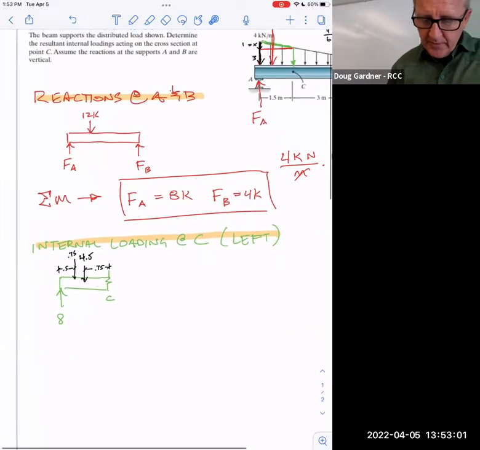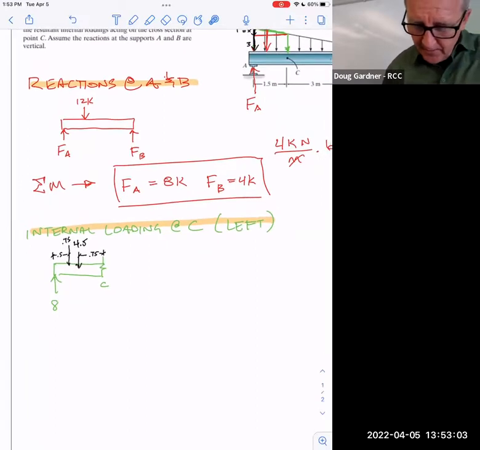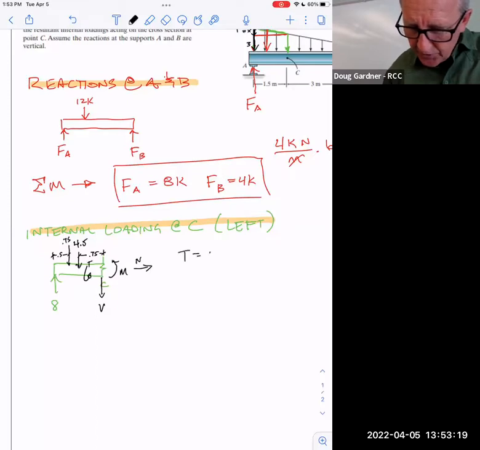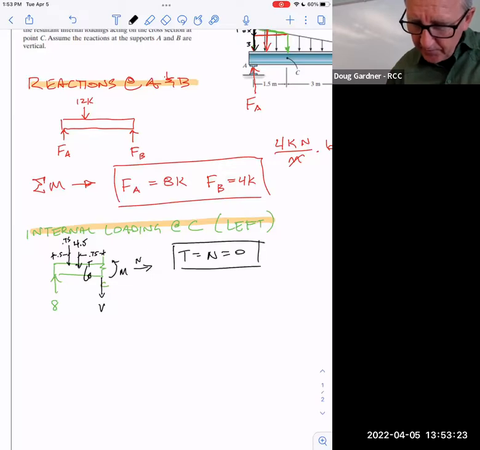Okay, so let's see. Then we said on the left side, I'm going to draw this in a slightly different location. We said the shear is there. We said the moment is here. Like last time, the normal force is here and torsion is here, but those aren't going to produce anything. So torsion and normal are both 0 again, because these aren't that complex of problems yet.